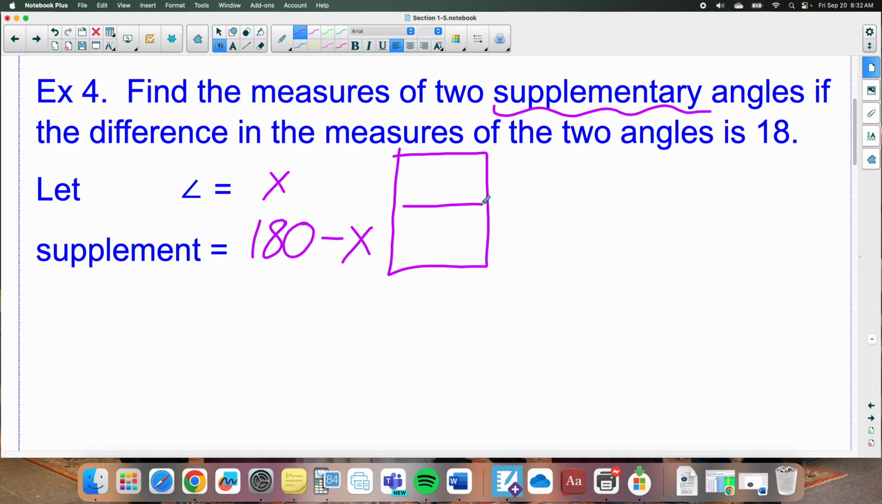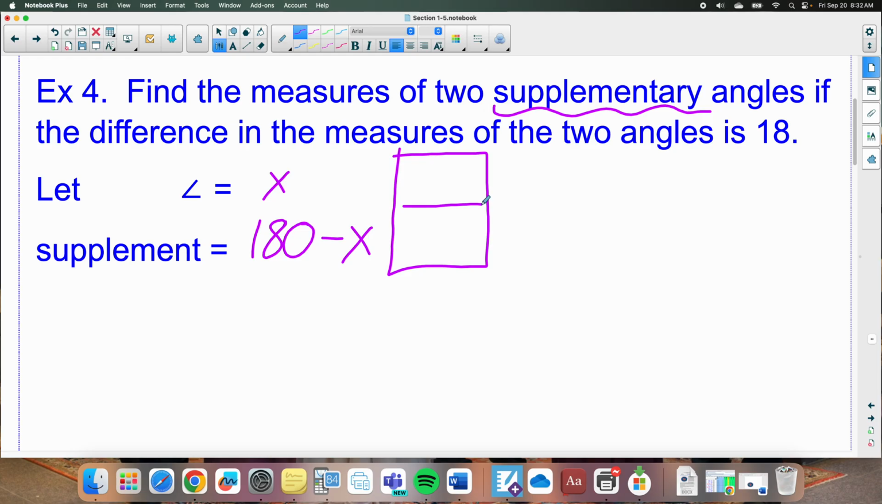So now here's what it says. Find the measures of the two supplementary angles. We already took that into account right here. If the difference in the measures of the two angles is, difference means what? Subtract, right? So what happens is we have to subtract these two angles. If you subtract X minus 180 minus X, that gets a little confusing because you'd have to change the signs on both the 180 and the X.